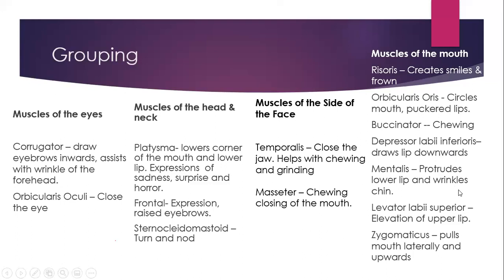Levator labii superior, so superior is going to be higher, the muscles at the top of the lip. And your zygomaticus pulls the mouth laterally and upwards, so at an angle and upwards. And remember, your zygomatic bone is your cheekbone. So we can definitely help ourselves with revision by grouping these muscles of the face.